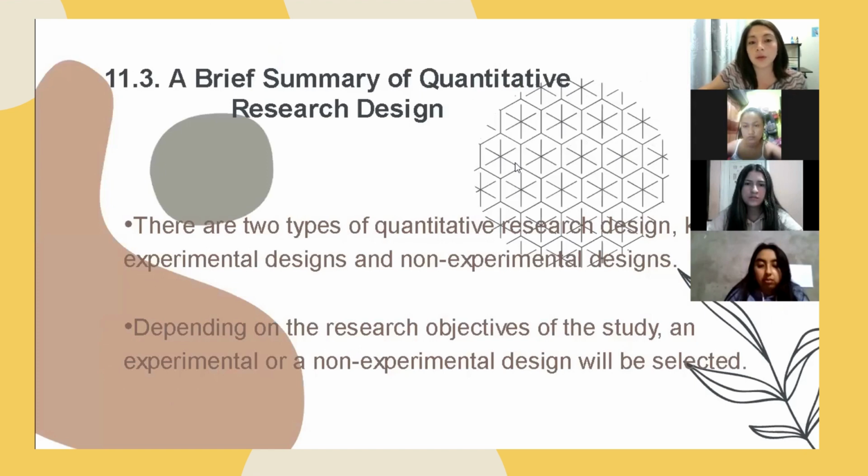A brief summary of quantitative research design. There are 2 types of quantitative research design, known as experimental designs and non-experimental designs. Depending on the research objectives of the study, experimental or non-experimental designs will be selected.